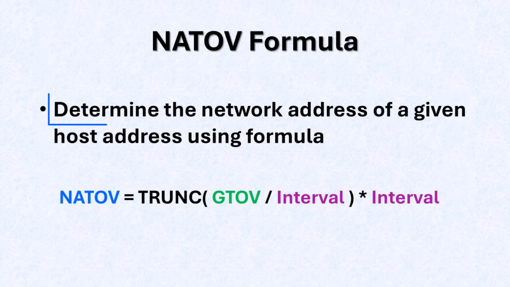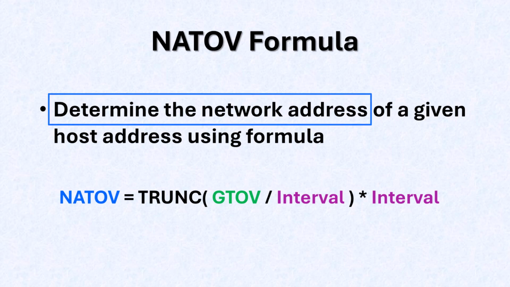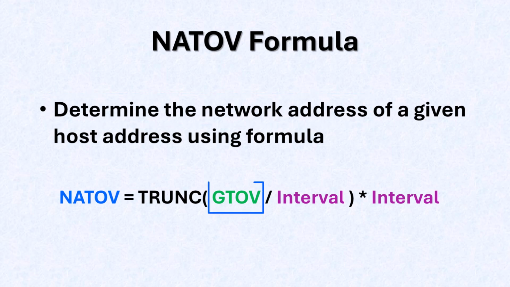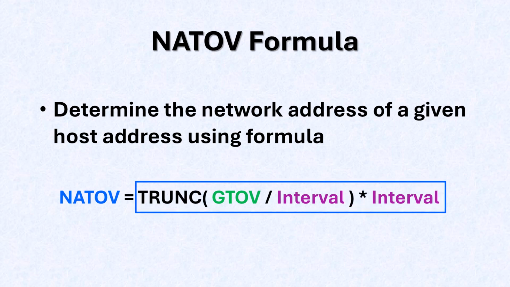We will use the NATOV formula to determine the network address of a given host address. We will take the GTOV of the given host address, divide it by the interval, truncate the answer, and multiply it by the interval. This will give us the NATOV.